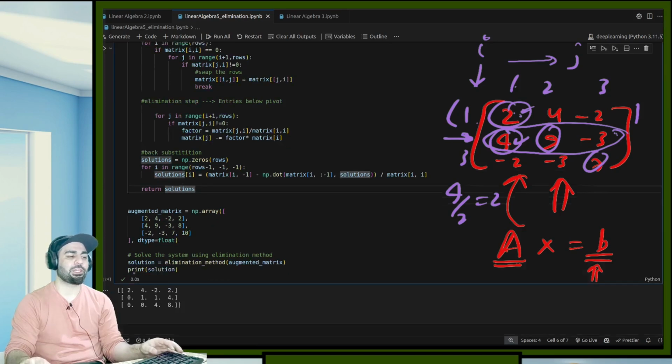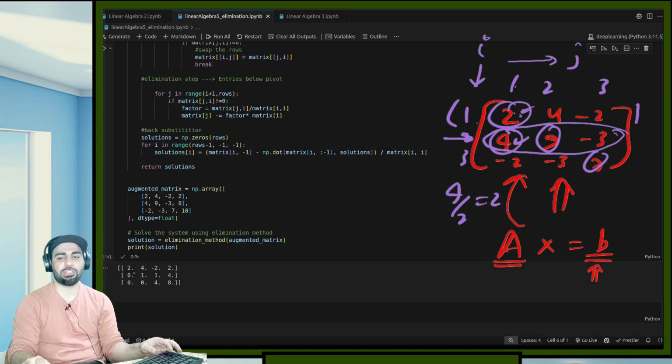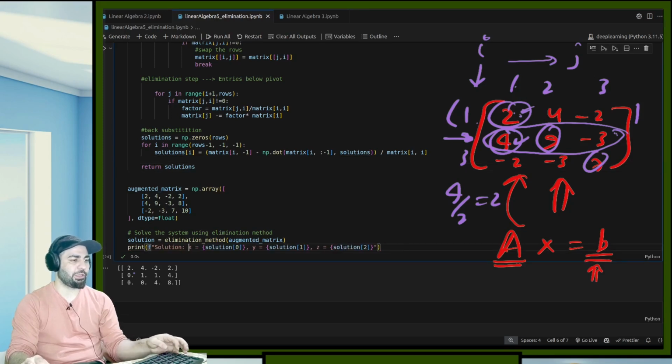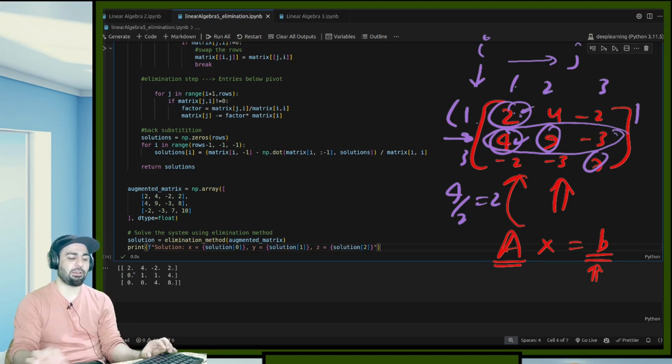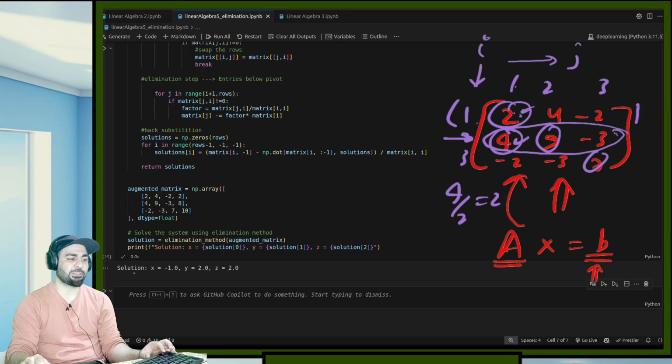Now if you run this, we should get the solution. We don't need to just print solutions, because solutions is a NumPy array of zeros, in which we have written the solutions of x, y, and z. So I'll print it like this with f-strings. So if you see, print solution of 0, solution of 1, solution of 2, because the solution is minus 1, 2, and 2. So now if I print it, this is minus 1, 2, and 2.